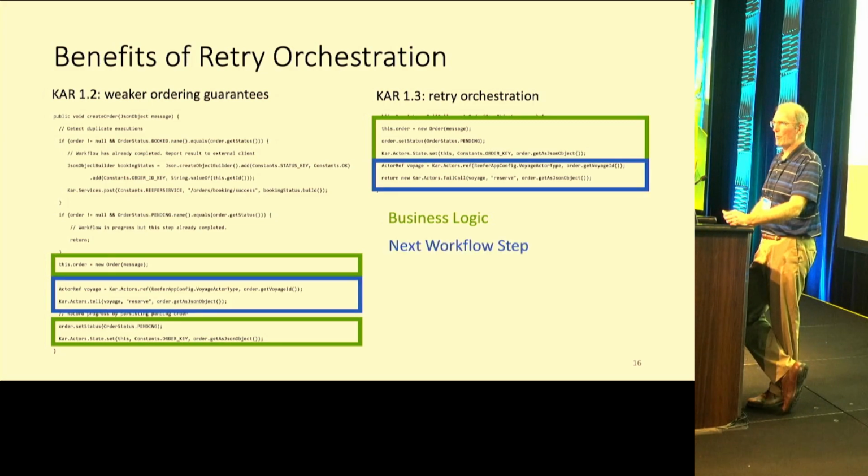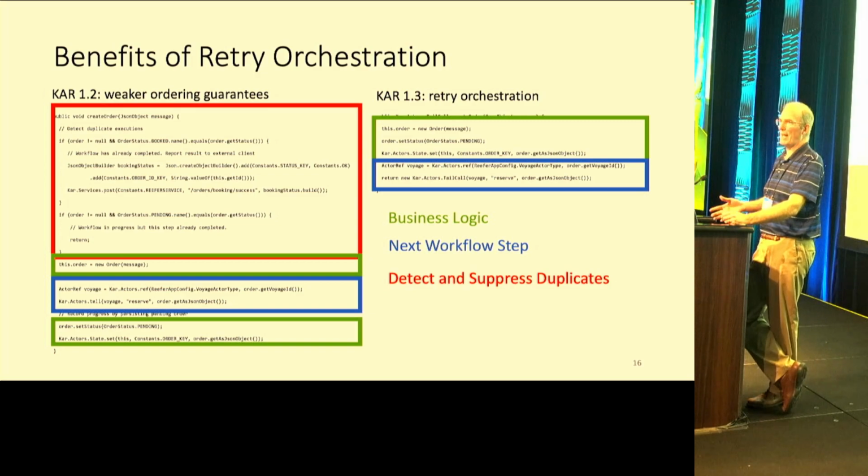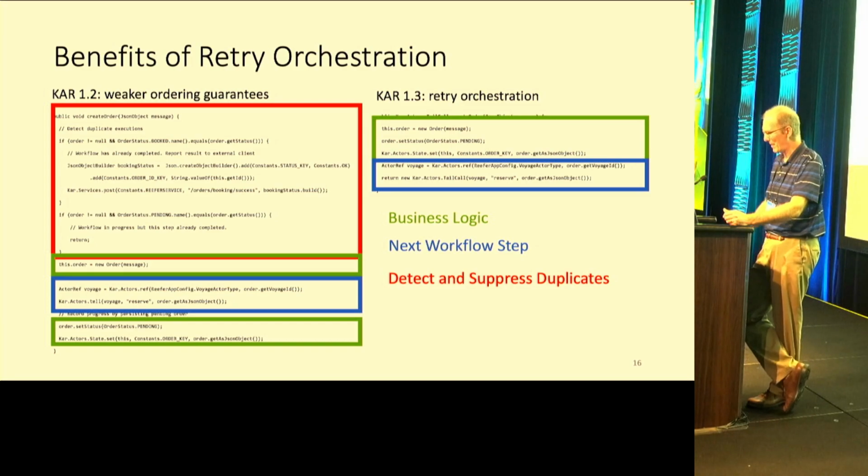Then you have to figure out what to do next. That's a similar amount of code in both of them. All right? But then there's all the rest of this stuff. And this is the stuff that the retry orchestration gets rid of. This is all the custom logic the programmer had to write specific to this particular actor method to detect it was being re-executed under weaker ordering semantics and deal with that mess.